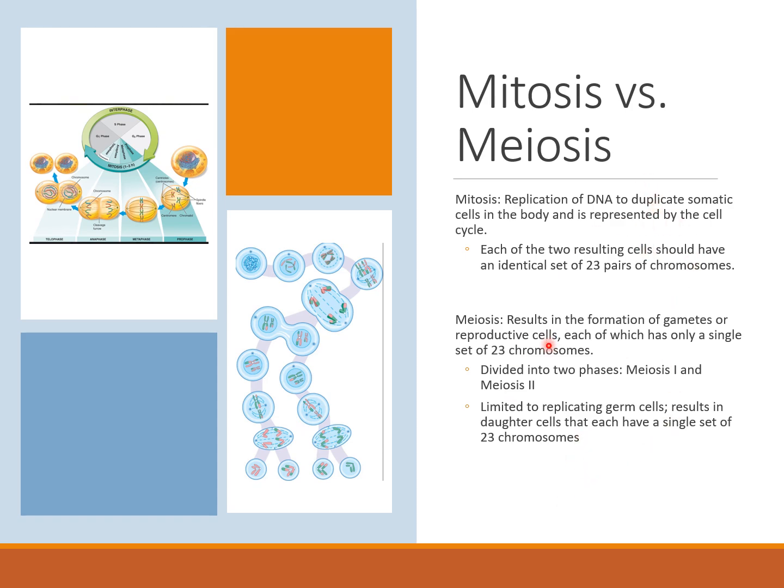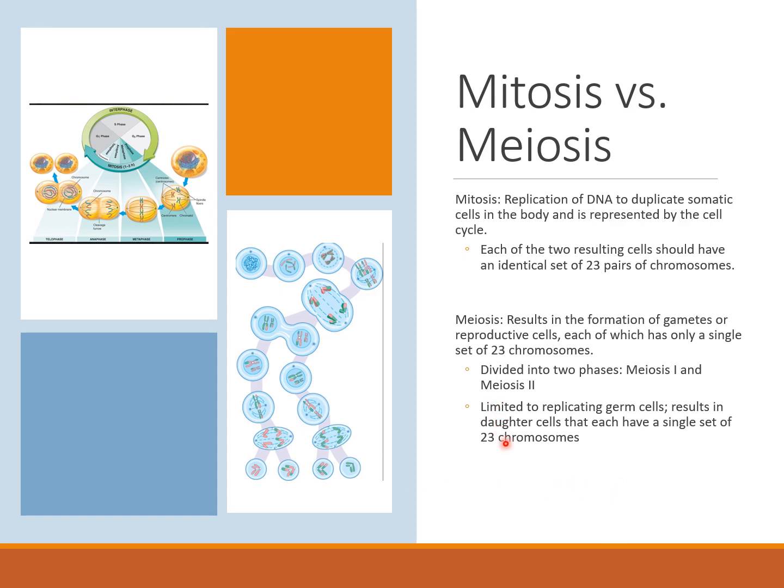Meiosis results in the formation of gametes, or what we call reproductive cells. So within reproductive cells, these are things like sperm and ova, each cell has only a single set of those 23 chromosomes. So instead of those chromosomes being paired, as they are in our autosomal cells, we get just one set of each chromosome in those gametes. Okay.